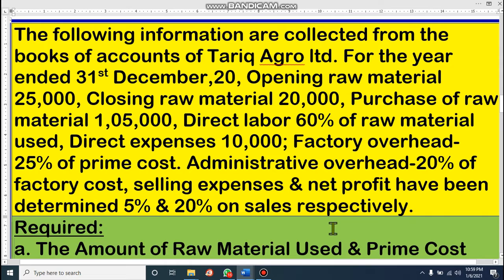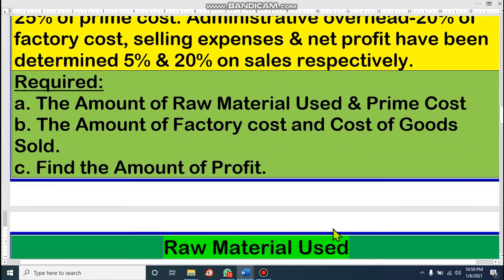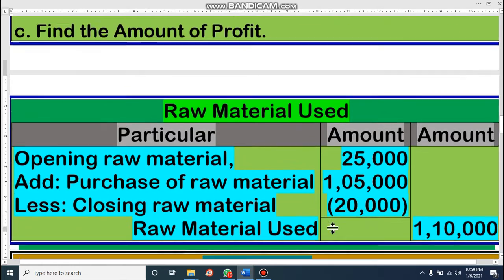The following information is collected from the books of accounts of Tarek Agro Limited. Some information is given here and the requirement is to find the amount of raw material used and prime cost, the factory cost and cost of goods sold, and the amount of profit. Dear student, let's come to the math.